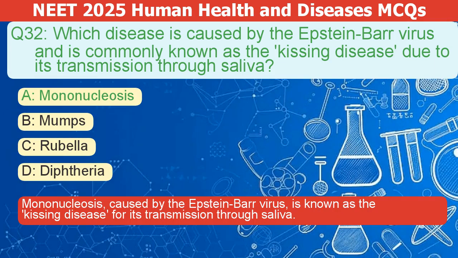The correct answer is A. Mononucleosis, caused by the Epstein-Barr virus, is known as the kissing disease because it's spread through saliva.